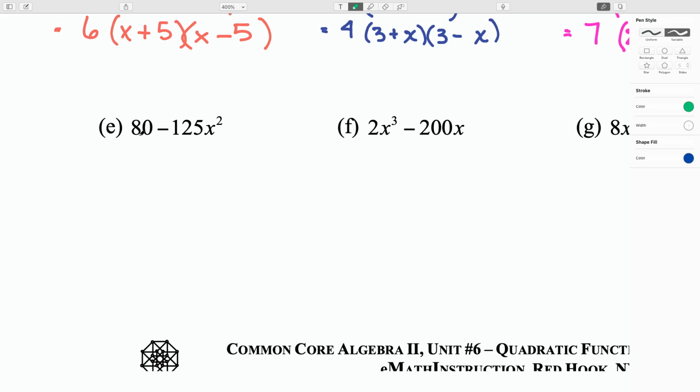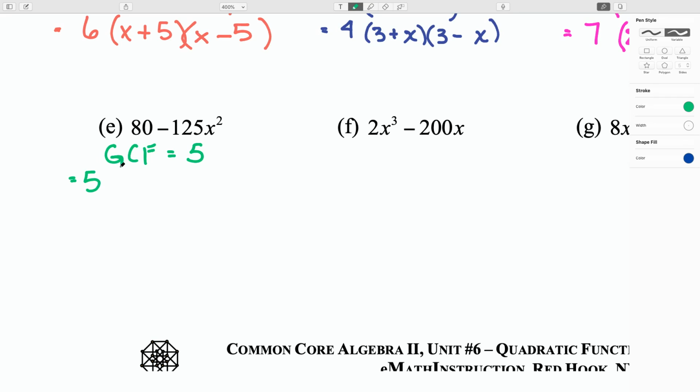5 times 25. So I can do 80 divided by 25. Does that work? No. 5, 5, and 5. 80 divided by 5 is 16. So my GCF is 5. Did you see how I used my calculator to help me get through that? Please use your calculator to help you get through this.